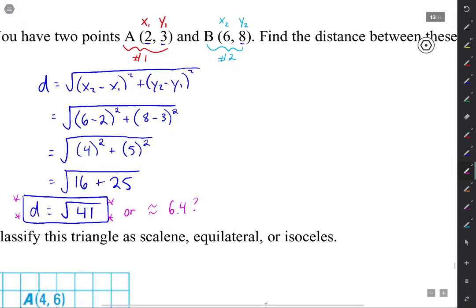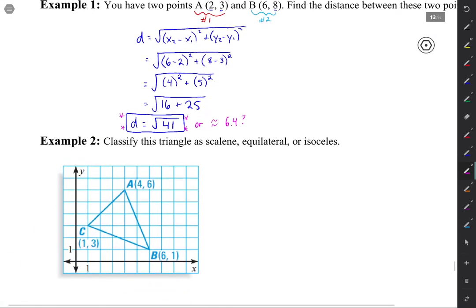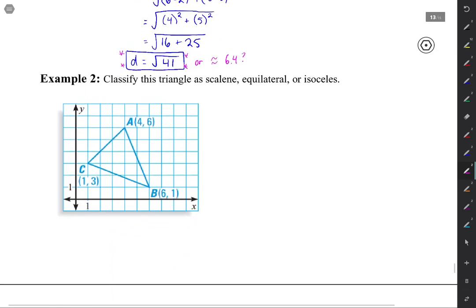So next, let's move on to example 2. Classify this triangle as scalene, equilateral, or isosceles. So let's just do a little refresher. Scalene means all sides are different lengths.